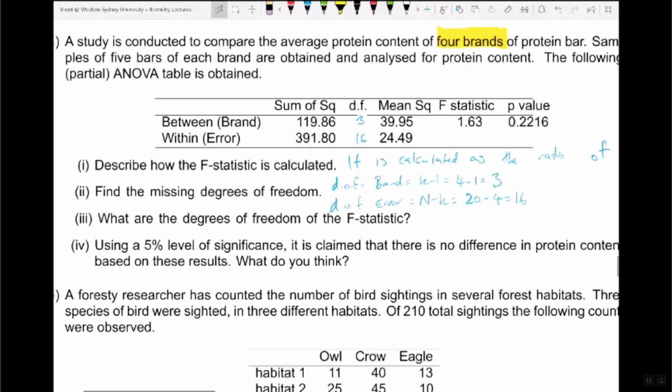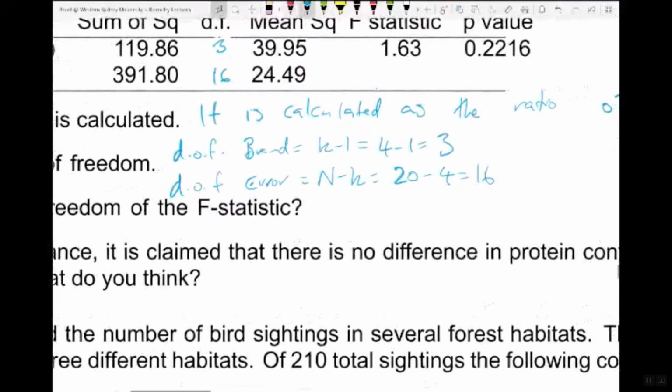Using a 5% level of significance, it is claimed that there is no difference in protein content based on these results. You could assume the reason they made that claim is because the p-value is bigger than 5%. It's a 22% p-value. But there's a problem with what they've said. They said that according to that p-value, there must be no difference in protein content. This is the one time where I will ask you a question: does anyone know what the mistake is in the wording of that sentence? They've done something you should never do. That is not a possible outcome of a hypothesis test, which is accepting the null hypothesis. You can never accept the null hypothesis.